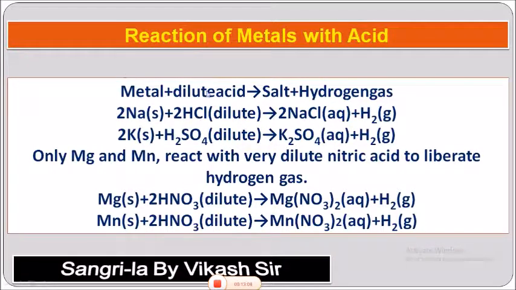So we are seeing here, when metal reacts with dilute acid, we get salt and hydrogen gas, and remember in your mind that magnesium and Mn react with very dilute nitric acid to liberate hydrogen gas. So these are very important reactions from the examination point of view.